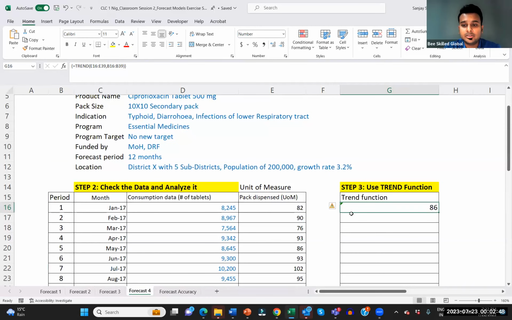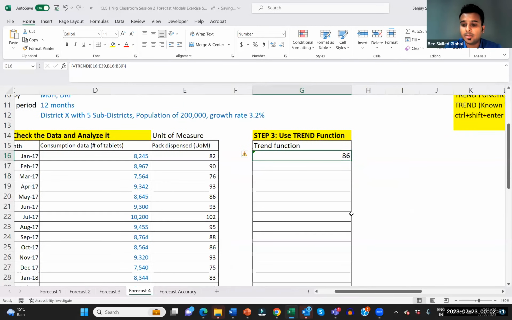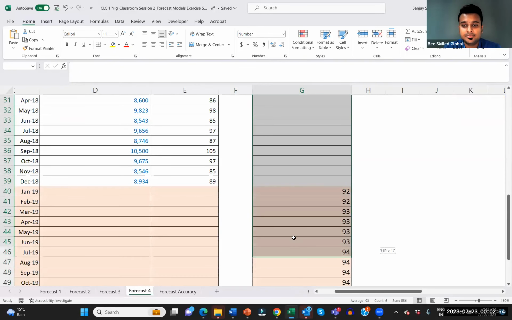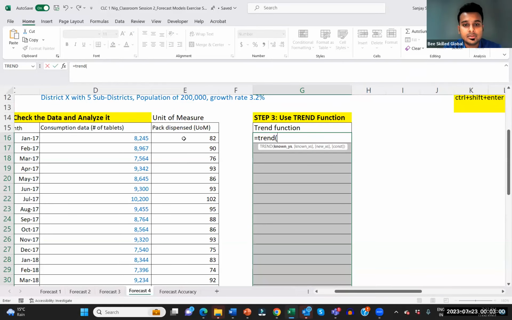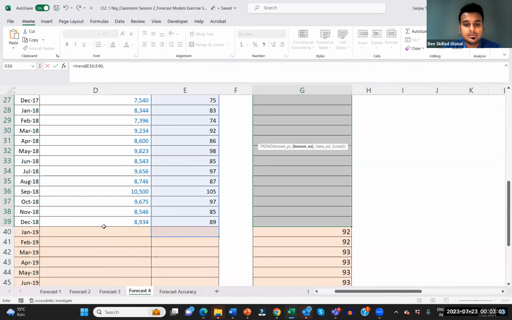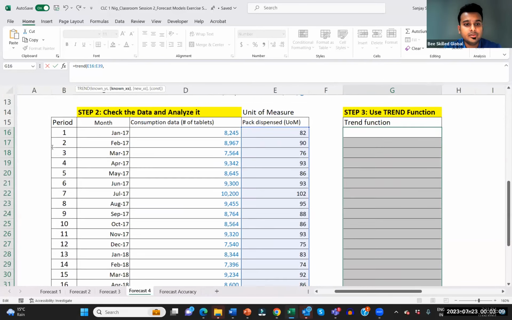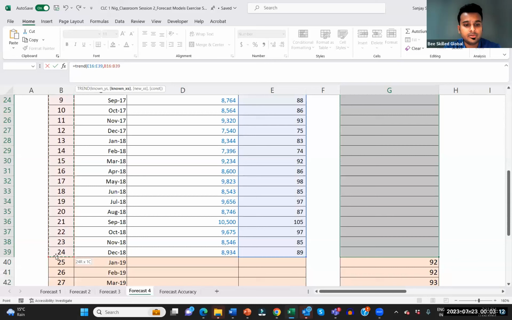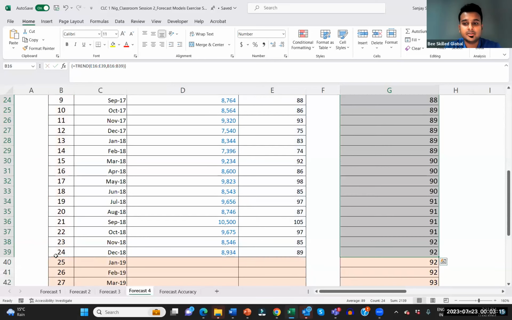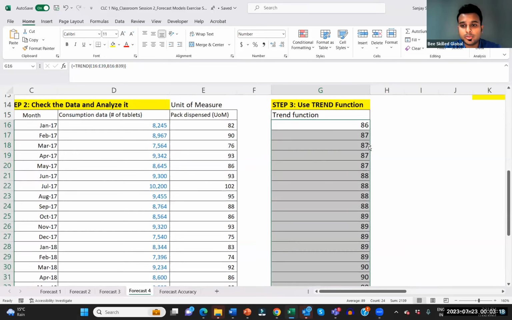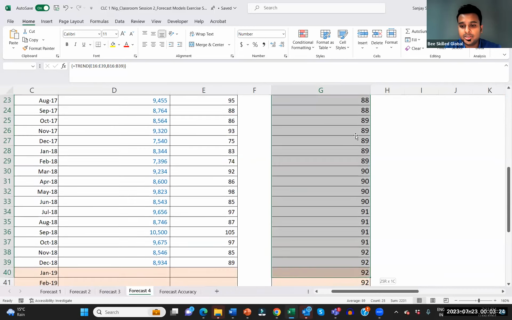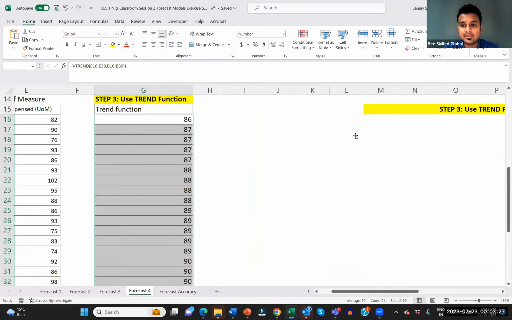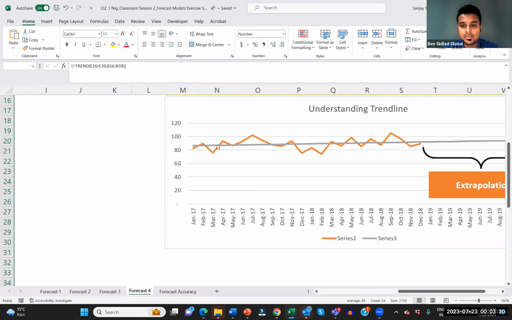Okay. Since I did not select the entire field, it did not fill up. But what happens if I select the entire field? Okay. So I select the entire field, then TREND, known y's, sorry, 39. Then we have known x's. These are the x-axis. And then we do Control Shift Enter. Now you see all the cells got filled automatically in our period where we have the data. Okay. So now this is the trend line. This is exactly the line that you see here, this gray line.